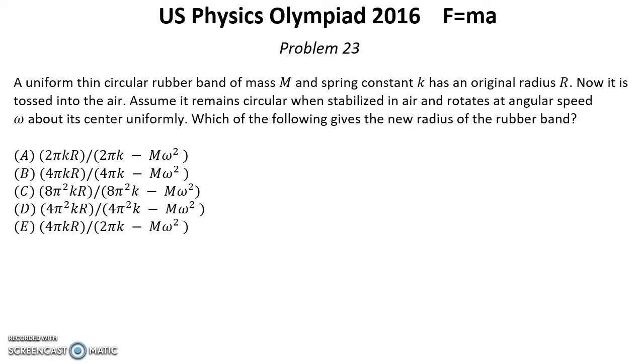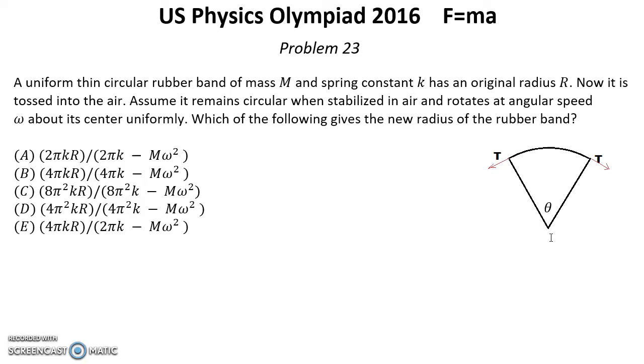Assume it remains circular when stabilized in air and rotates at angular speed omega about its center uniformly. Which of the following gives the new radius of the rubber band? Solution for problem. First, let's draw the picture. Suppose that this rubber band is already rotating in air and it has a tension T. And let's check the small segment with a small angle theta.